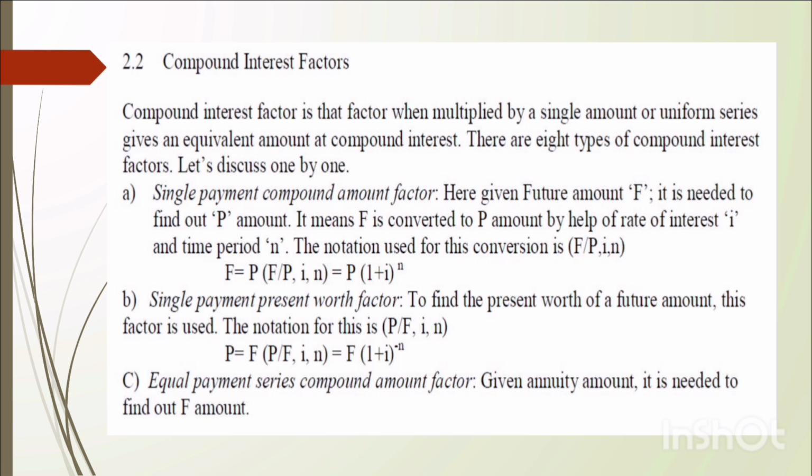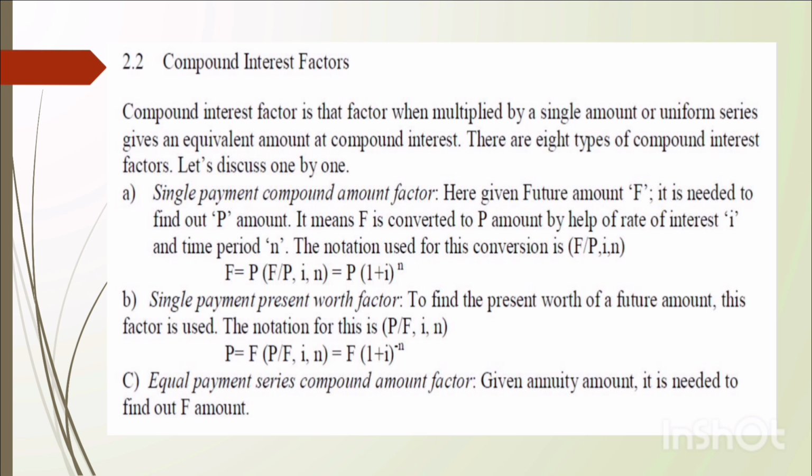So we got the value of futuristic amount F equal to P in bracket 1 plus i to the power N. Single payment present worth factor is also an important parameter for finding out the compound interest. To find the present worth of the future amount, this factor is used. The notation for this is P by F, comma i, comma N. So suppose we want to find out the amount of P. So P equal to F in bracket P by F, comma i, comma N, equal to F in bracket 1 plus i to the power minus N.